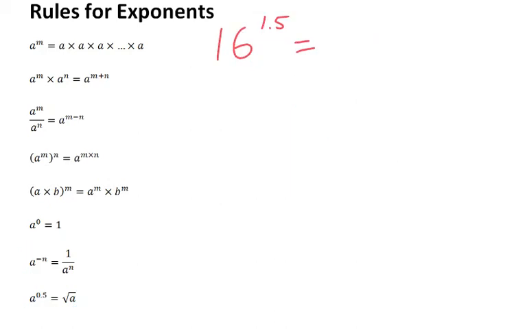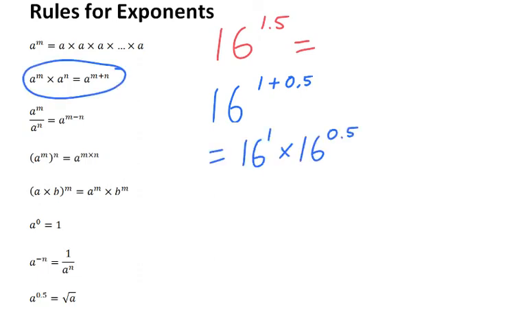For this one, I'm also going to use two separate rules. But first, I'm going to rewrite this in a way that makes it a little bit easier to see what the problem is. I just rewrote that 1.5 as 1 plus 0.5. That makes it a little bit easier. Next, I'm going to use that second rule in reverse to split that apart.